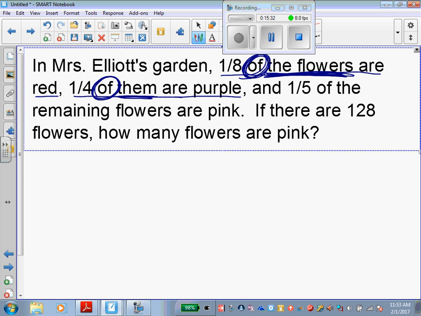What else is important? Haley. 1/5 of the what? What on earth does that mean? There's some left over. It's remaining. Why is that so much more important than just them or the flowers? Cameron? Is it telling you how much is left? It's telling you how much. Brandy.